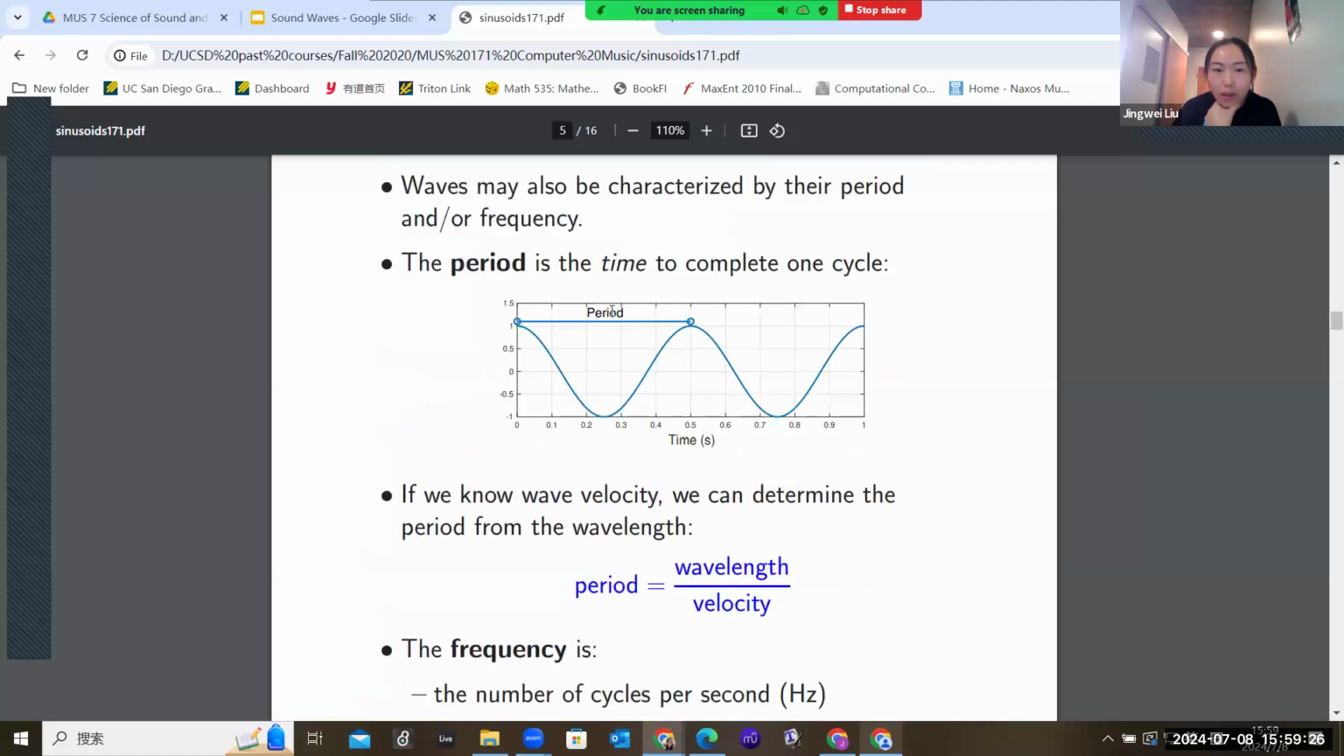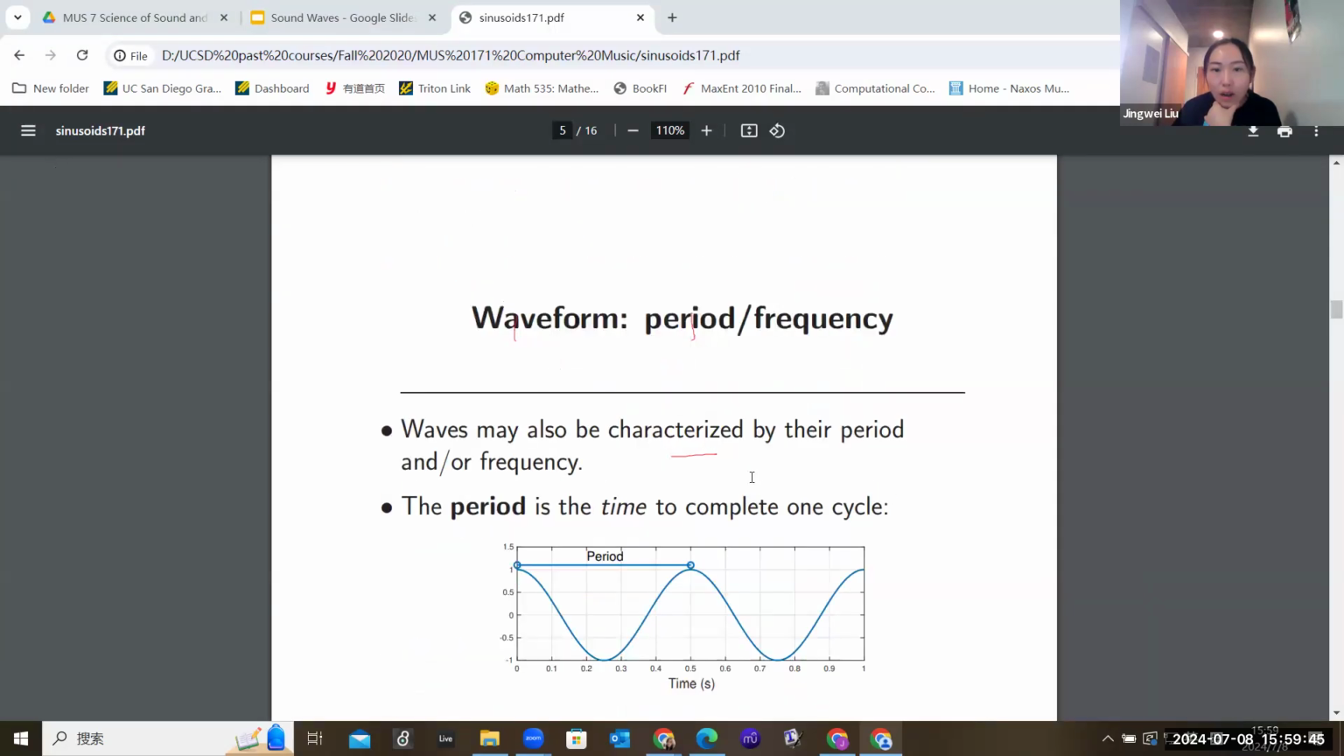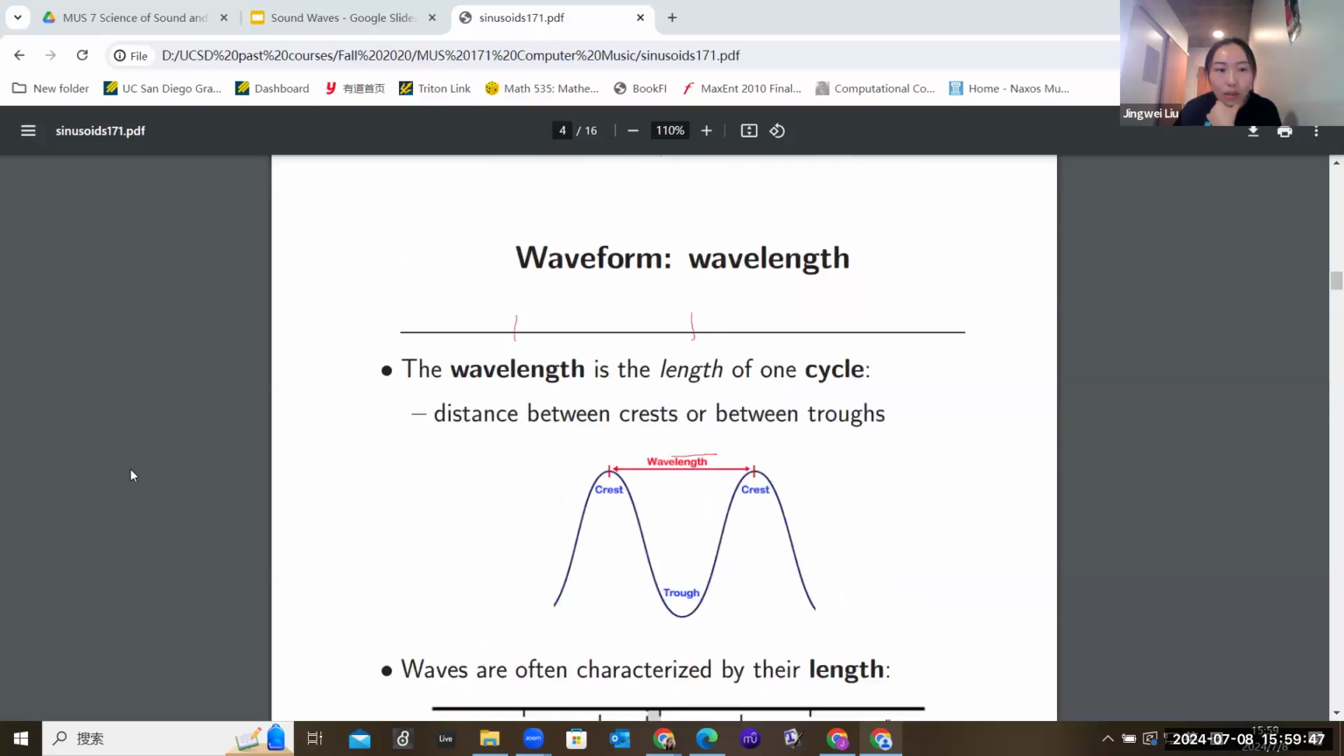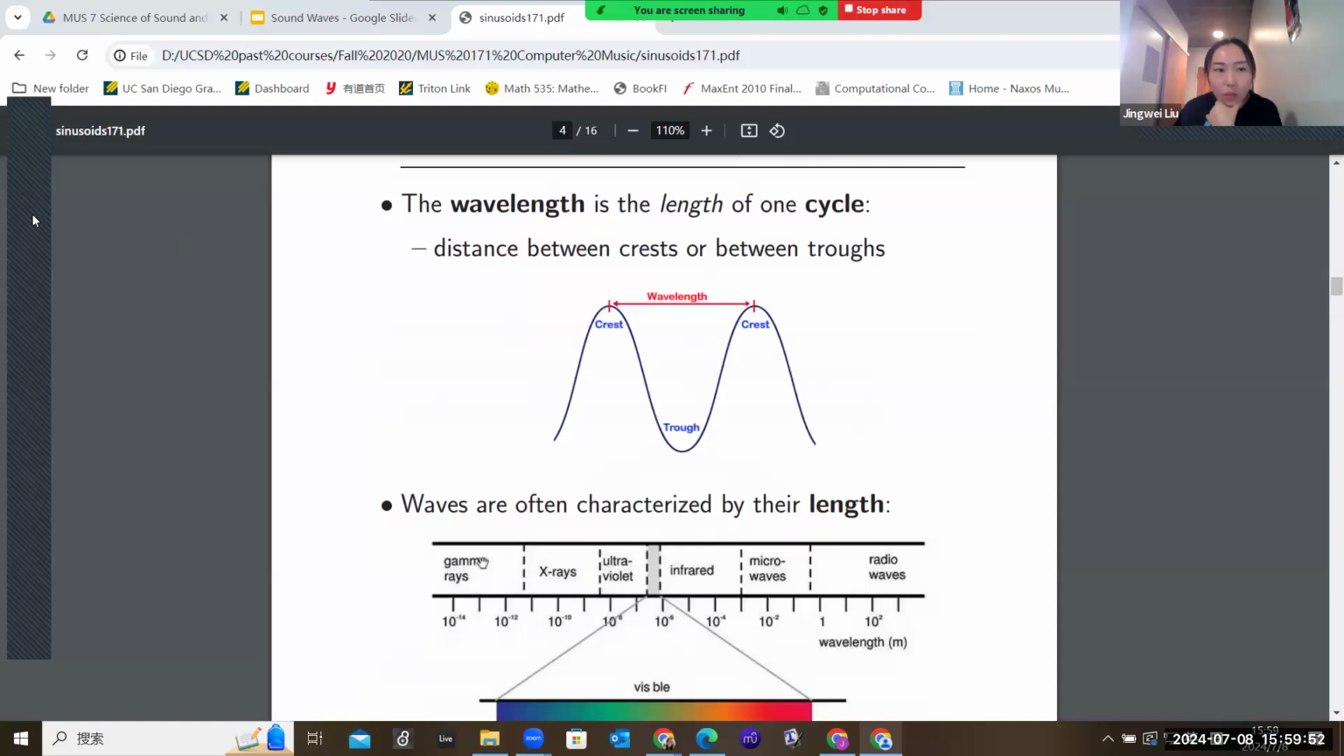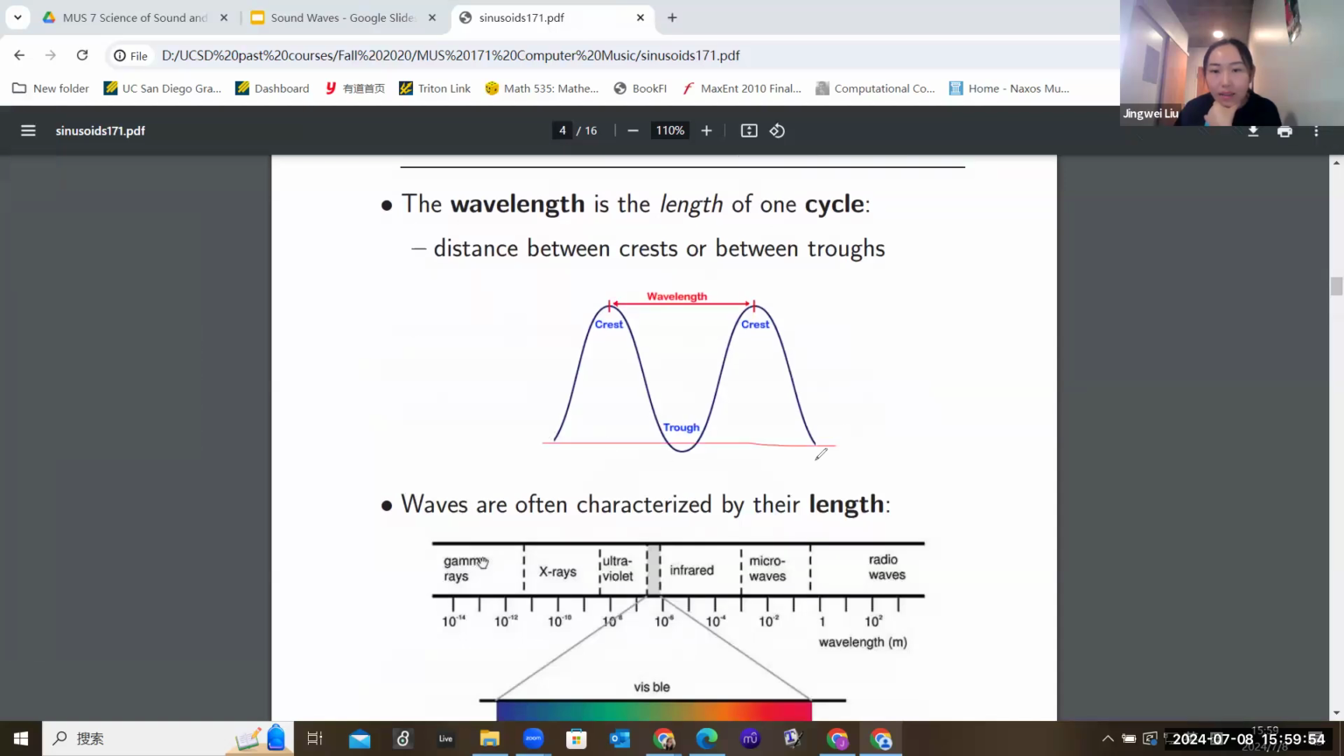So we already know period is given by the distance between two crests, but here the x-axis is time. When the x-axis is time, the distance between two crests is period. However, let me clear this. When the x-axis is the position, the distance between two crests is wavelength.